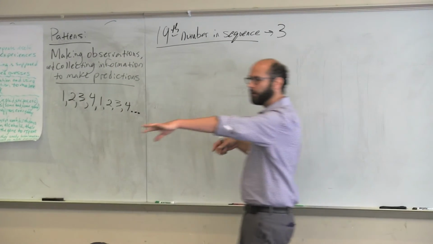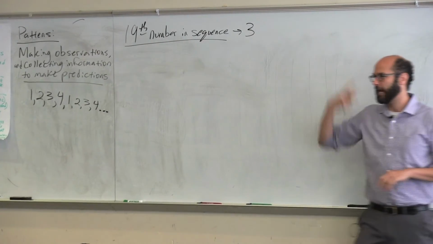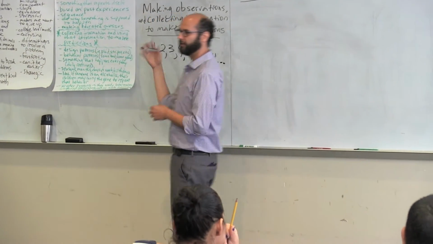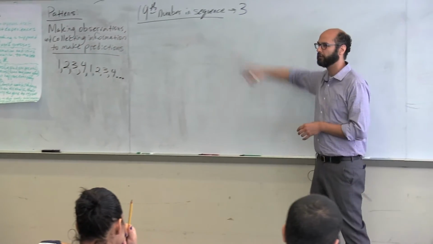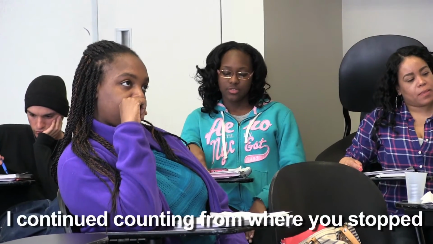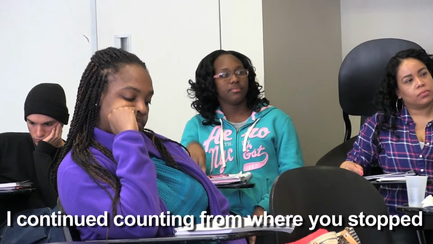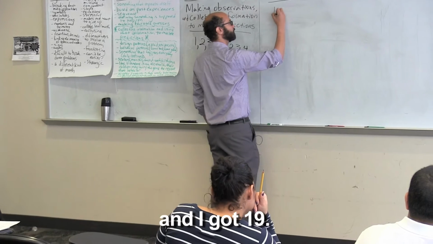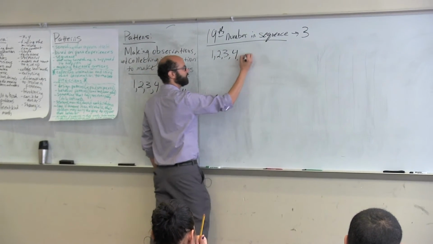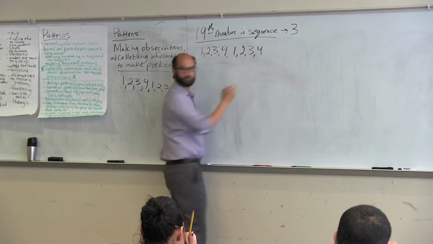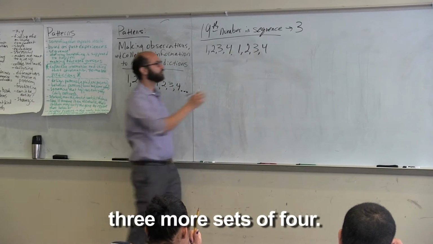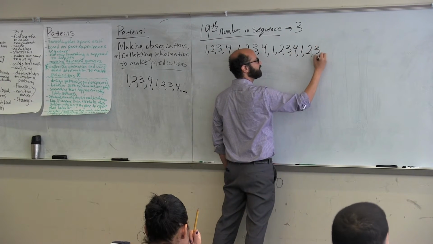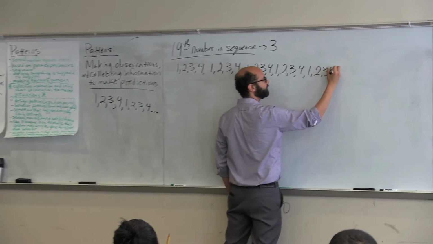So Renee, you're going to be the brain and I'm going to be the hand. I'm going to represent your strategy, but you have to tell me what to do. I'm just a floppy hand. You're the brain. How did you figure out that it was 3? What was your strategy? I counted from where you start, and I added 3 sets of 4, 3 sets of the same pattern. I got 19. So this is what I gave you, right? And so then you added 3 more sets of 4. 1, 2, 3, 4. 1, 2, 3, 4. Like that?